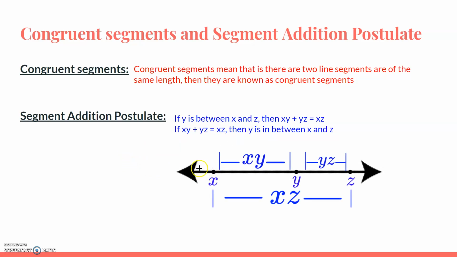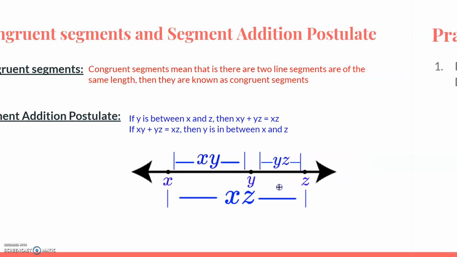So here it is represented on a line. There are 3 points on this line, x, y, and z. The total distance is xz. Since y is in between x and z, xy plus yz is going to give us xz. So there's a separate line segment right here, xy, and a separate line segment right here, yz.